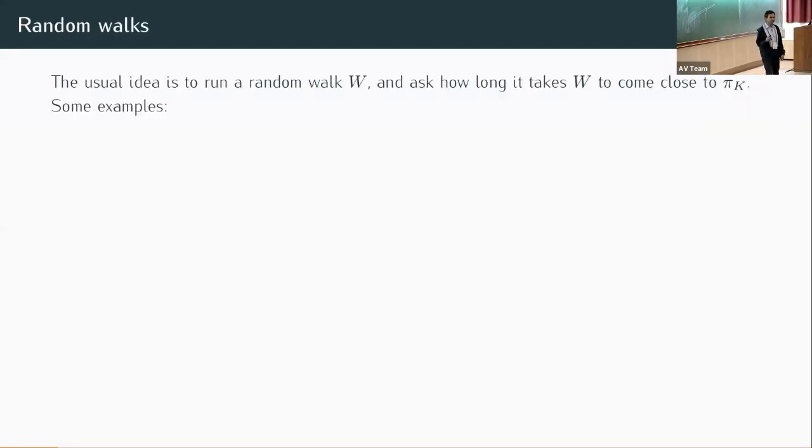Okay, so the usual idea for this kind of problem is to run some kind of a random walk on the body, and hope that it mixes fast. So hope that it gets to the stationary distribution fast, and the stationary distribution of the random walk is supposed to be the uniform distribution on the body.